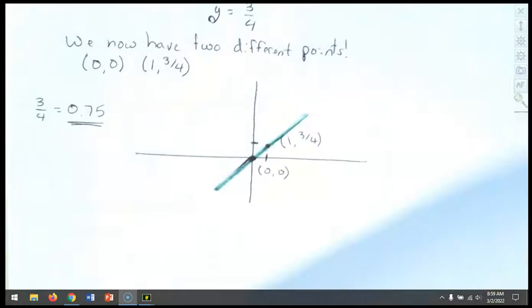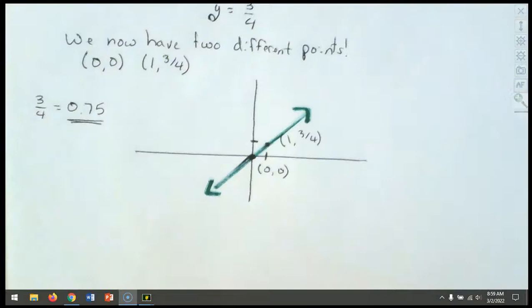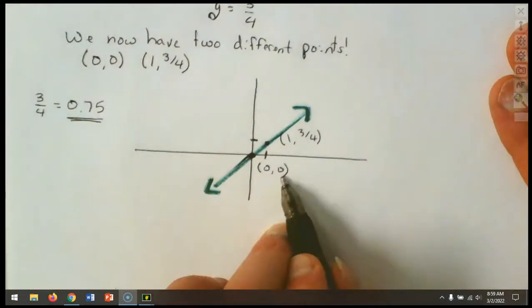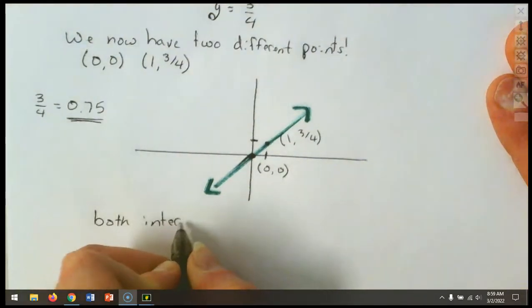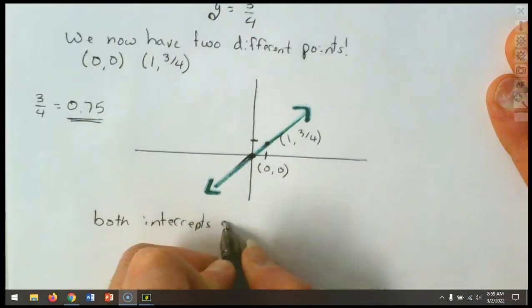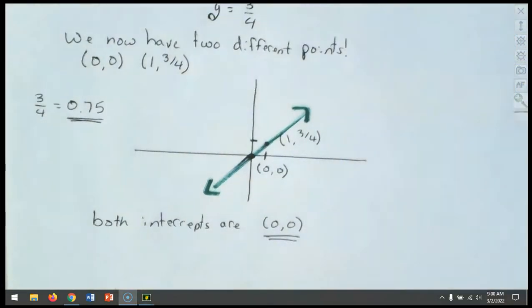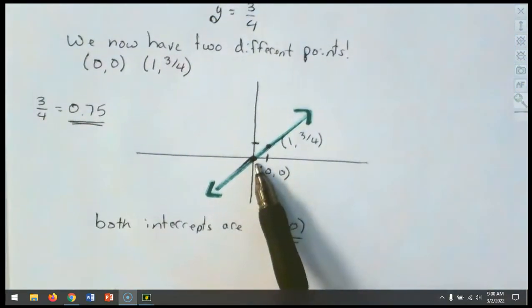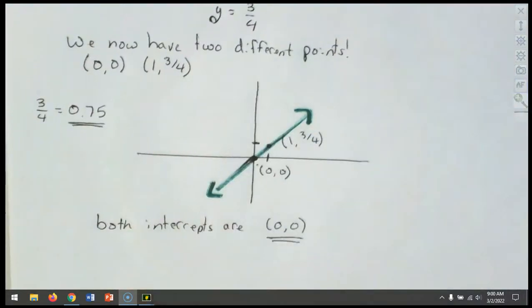So we completed our table. We have our line. And now what are the intercepts? Well, the intercepts are where it crosses the axis. And in this case, we've got the double 0, so that means that both intercepts are 0, 0. Okay, so your x and your y-intercept in this case are both 0, 0 because they cross at the origin. That's the only place that they touch your axis line.